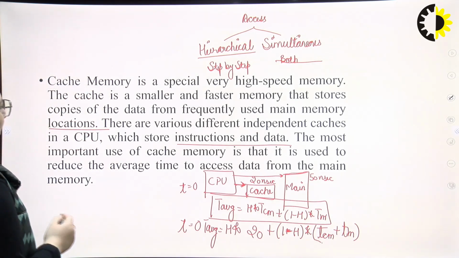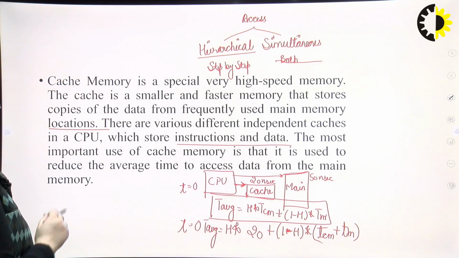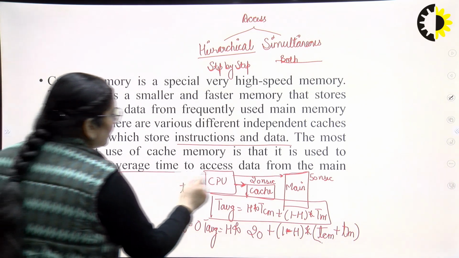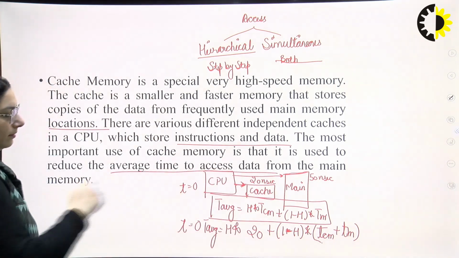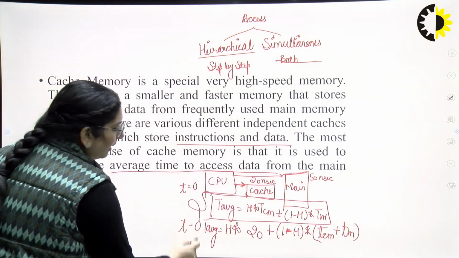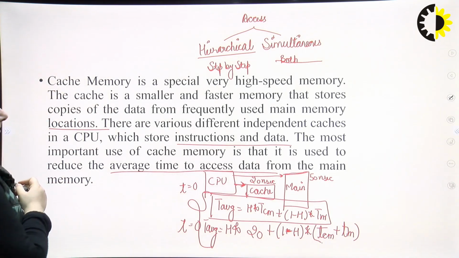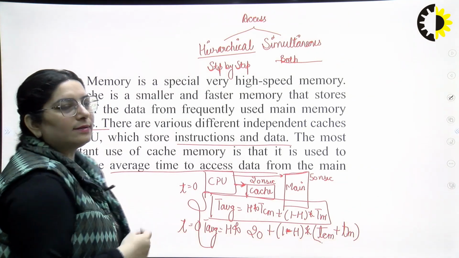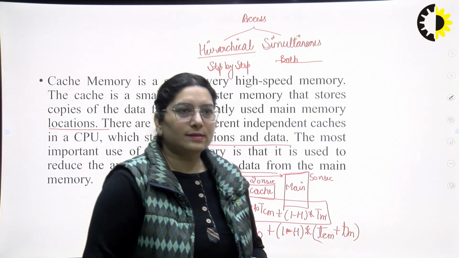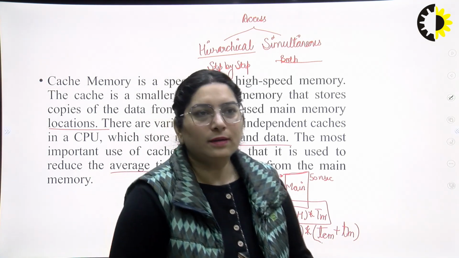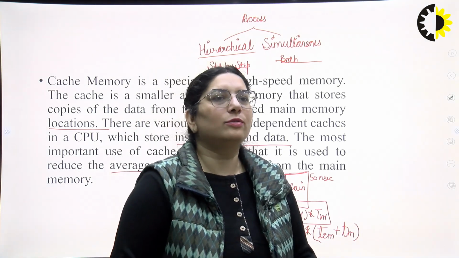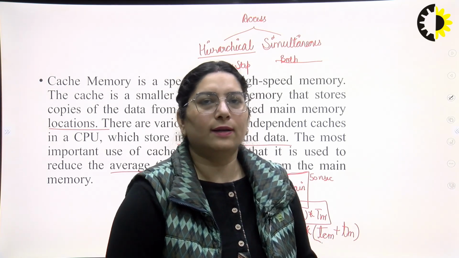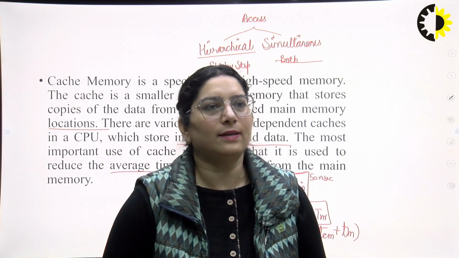The most important use of cache memory is that it is used to reduce the average time to access the data. I have told you how we can calculate this average time. And the next things will be how we access the cache, how we write to the cache, and what are the ways to search in the cache. So in the next lecture, I will be discussing the next concepts.